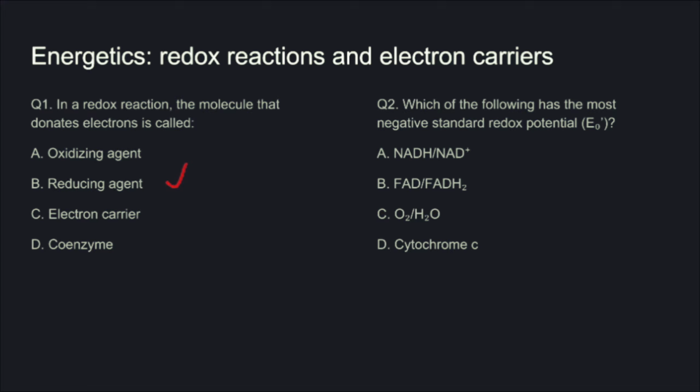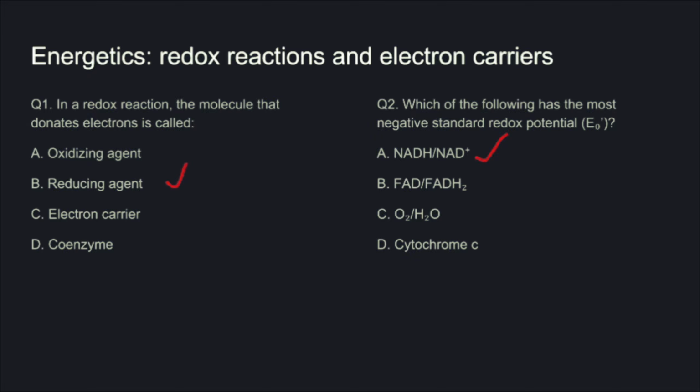So what are reducing agents? They donate electrons and are themselves oxidized. What do oxidizing agents do? They accept the electrons. Now second question, which of the following has most negative standard redox potential? Very important question. Options are A, NADH or NAD+, B, FADH or FADH2, C, O2 or H2O, D, cytochrome C. Correct answer for this question is option A.